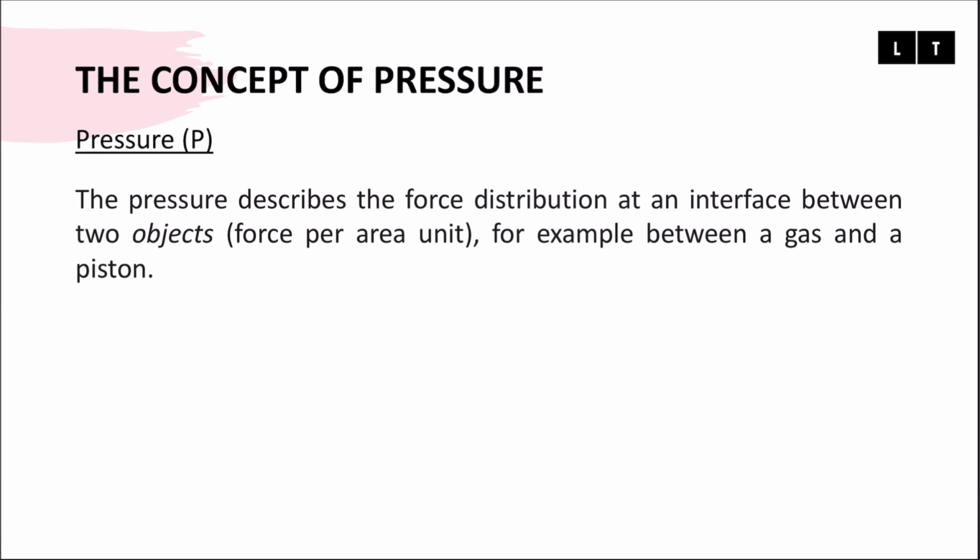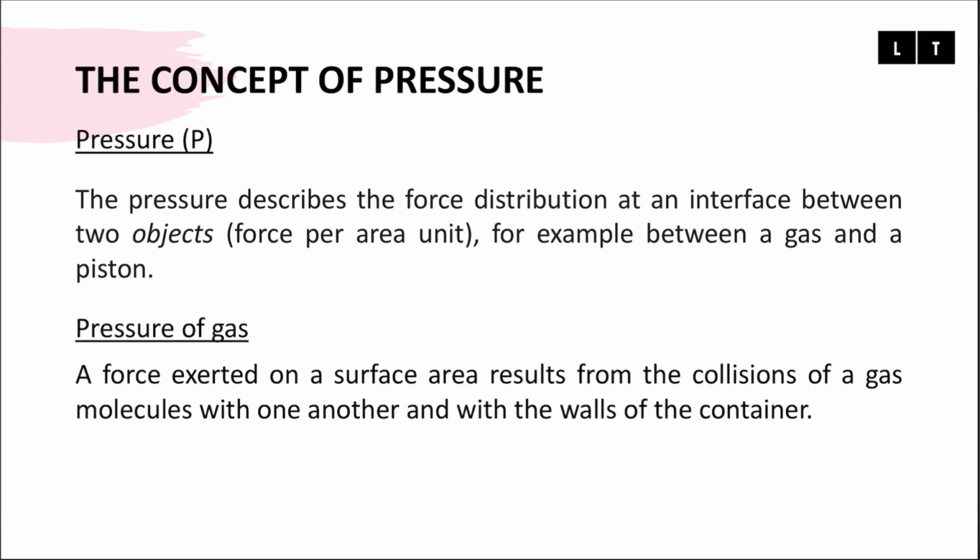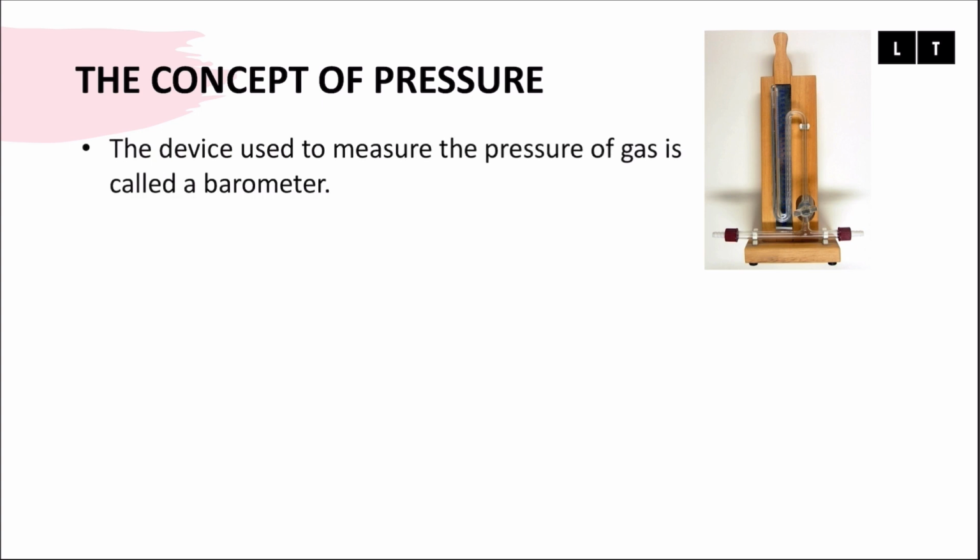So maknanya kalau kita letakkan piston, awak akan ada tekanan dan pressure ini dia akan terhasil apabila gas particles collide with the walls of container and with other gas particle. Inilah yang dimaksudkan dengan pressure of gas, di mana force yang kita exerted on surface area yang menyebabkan pelanggaran antara gas molecules with one another dan juga dinding container. We have a specific device used to measure the pressure of the gas called barometer. And this is the SI unit for pressure.